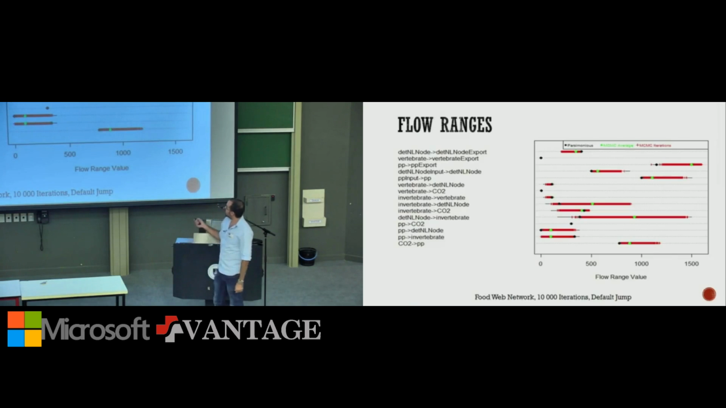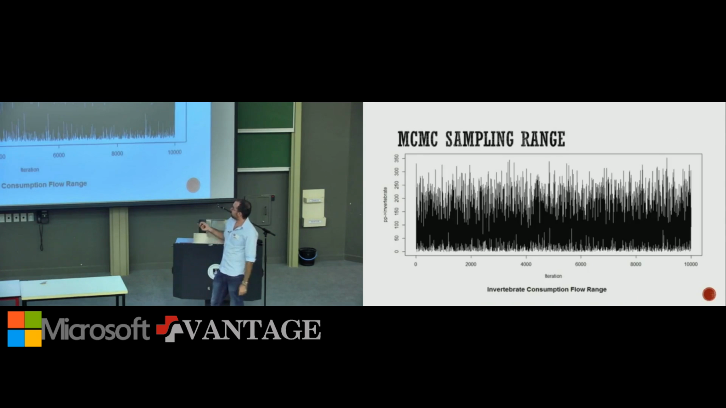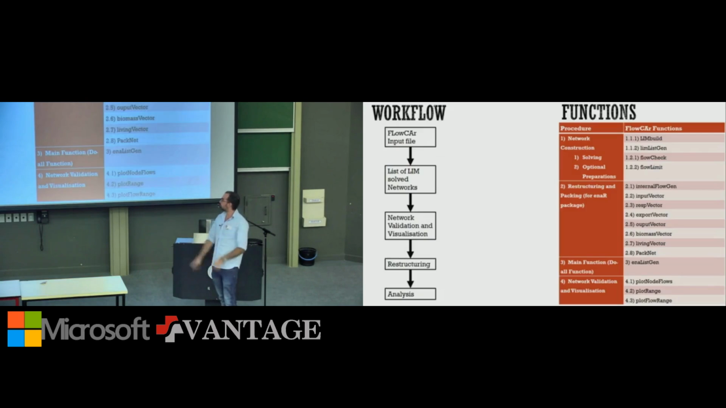This is one function, and this is an example using the food web that I showed you in the beginning. These are the various flows, and this shows the range of each flow. Each of these red crosses is one of the potential solutions to the flow problems. And then the average and the parsimonious are another way of sampling it. If we look at one individual flow, we can see how the range of the flow has been sampled. It's been skewed to the lower values, but it's still been sampled quite well.